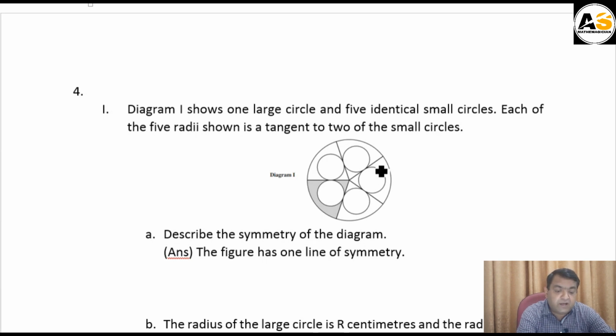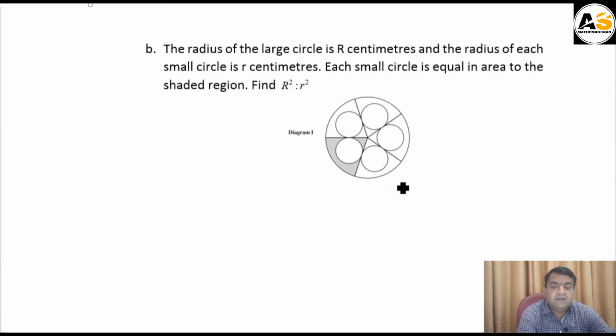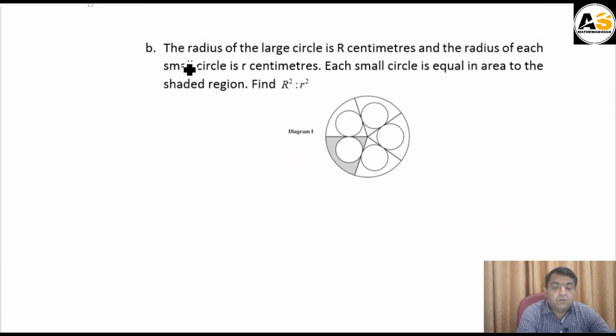In the first part we have to describe the symmetry of the diagram. This figure has one line of symmetry. It might be this. So this figure has only one line of symmetry. In the second part, it is given that the radius of this large circle is capital R, and the radius of each small circle is small r. Each small circle is equal in area to the shaded region. Each small circle is equal in area to this shaded area.